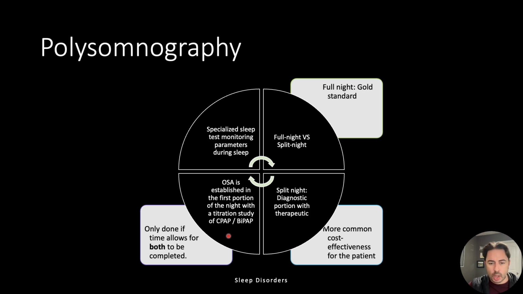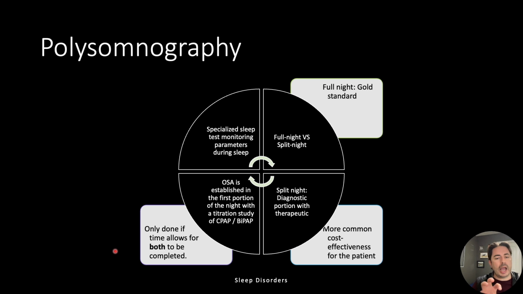OSA is established in the first portion of the night, then the titration study of the BiPAP or the CPAP. We kind of covered that there in the split night. The only time that this can actually be done, though, is if you can identify and diagnose and you can complete the therapeutic. So I don't want to evaluate my patient for 6 hours for identifying the diagnostics of, hey, they do have sleep apnea or obstructive sleep apnea.